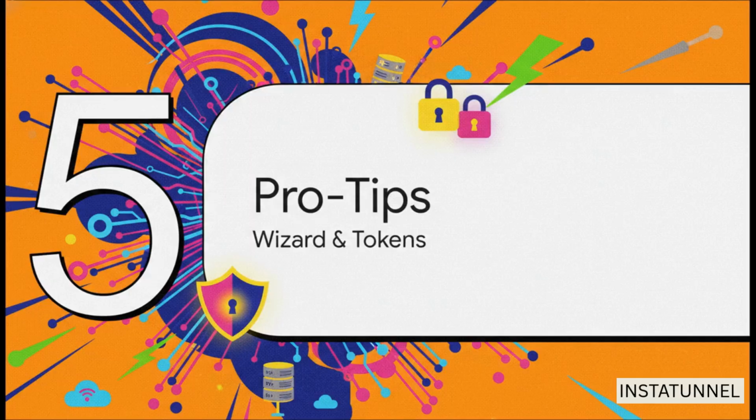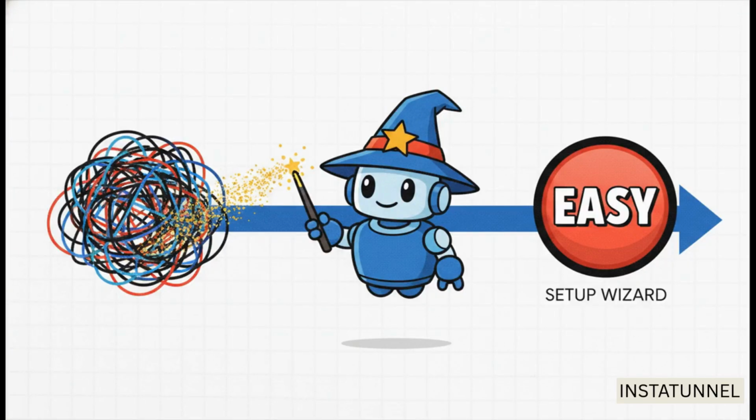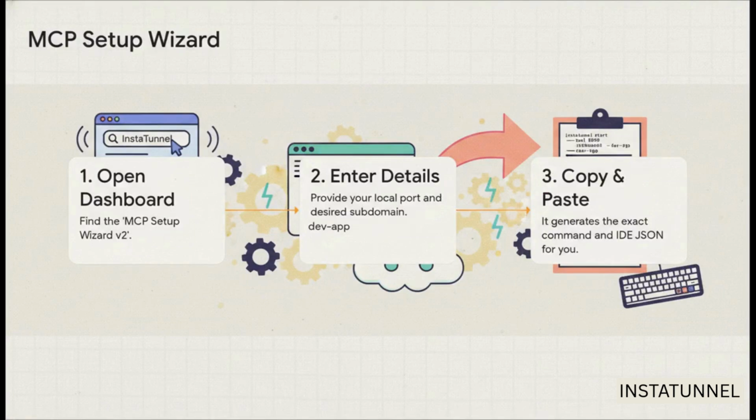But let's check out a couple of pro tips that are going to make your life even easier and way more secure. Okay, pro tip number 1, and seriously, this is my top recommendation. Just skip the manual commands altogether and use the MCP setup wizard right inside your InstaTunnel dashboard. It is the easy button that helps you avoid all those pesky typos and config mistakes by building the perfect command for you. It couldn't be easier, really. You just open the dashboard, pop in your local port and whatever subdomain you want, and bam! It generates the perfect command line for you to copy and paste.